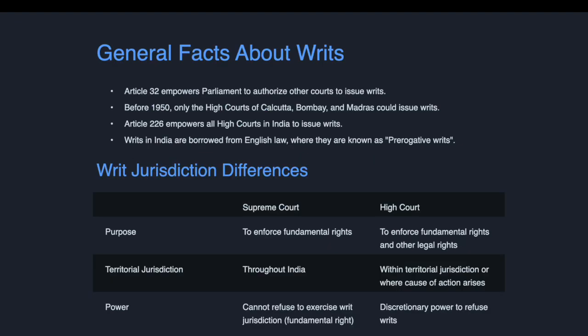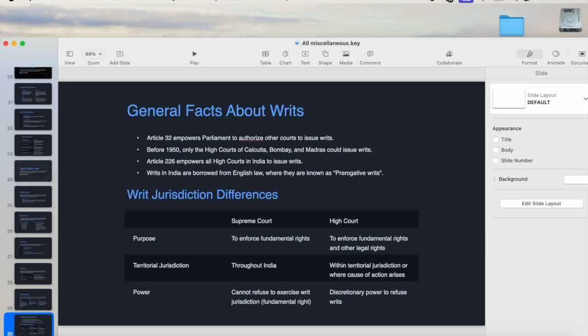Now let's see the difference between the power of writ jurisdiction of the Supreme Court and the High Court. The Supreme Court uses it to enforce fundamental rights, whereas the High Court can also use it for other legal rights. The jurisdiction of the Supreme Court is throughout India, while the High Court's is within its territorial jurisdiction or where the cause of action arises. Power: the Supreme Court cannot refuse to exercise writ jurisdiction for fundamental rights. For the High Court, it's a discretionary power to refuse writs. Okay, with this, writs also is completed.